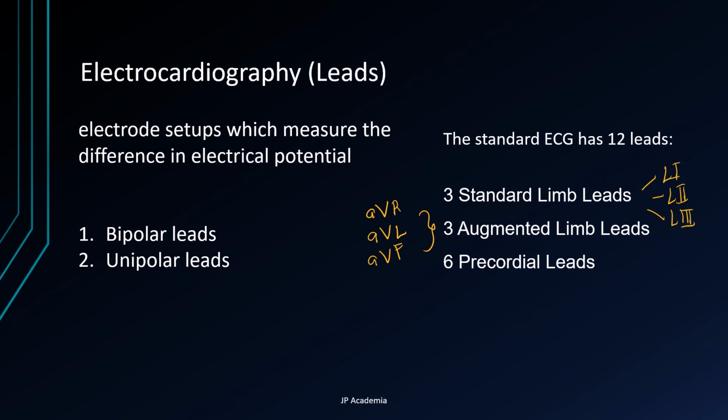We also have 6 precordial leads. These are chest leads that include 6 standard chest leads from the anterior chest wall. That includes V1, V2, V3, V4, V5, and V6.